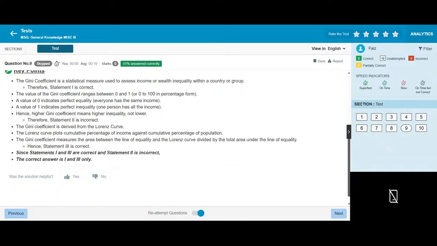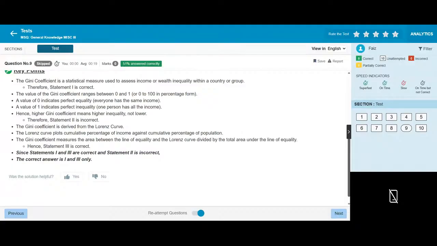The Gini coefficient is a statistical measure used to assess income or wealth inequality within a country or group. The value of the Gini coefficient ranges from 0 to 1, or 0 to 100 in percentage form. A value of 0 indicates perfect equality, with everyone having the same income. A value of 1 indicates perfect inequality, where one person has all the income. A higher Gini coefficient means higher inequality.